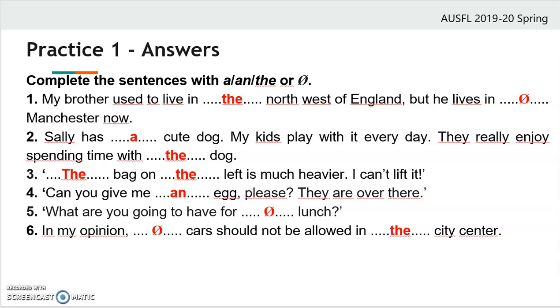What are you going to have for lunch? For lunch, here we don't need an article. It's a prepositional phrase, a phrase with a preposition. As a rule, we don't need an article here. We say for lunch. The last exercise, in my opinion, cars should not be allowed in the city center. In this sentence, the idea is about all cars in general, so we don't need an article. And the city center is a specific phrase with a preposition.